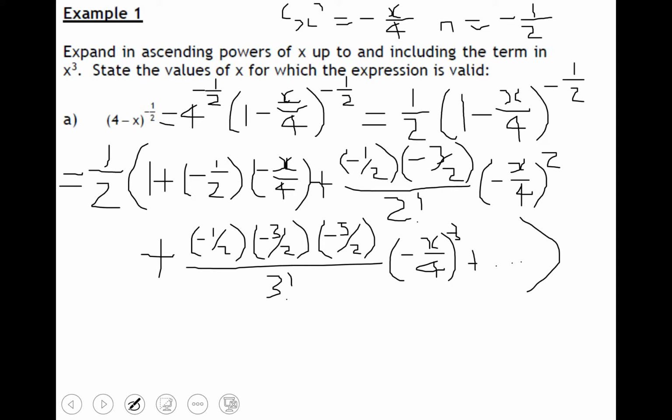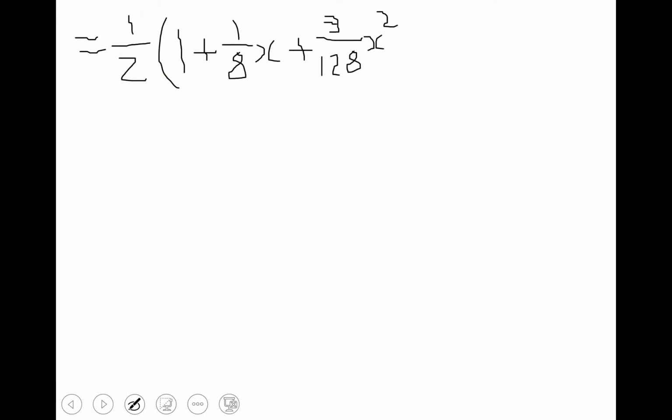Then on to the next one. So we've got minus half times minus 3 over 2 times minus 5 over 2, over 3 factorial, which gives me minus 5 over 16. Again, the (-x/4) is all cubed, so we would also have to times by minus a quarter cubed for our coefficients. We get plus 5 over 1024 x cubed.